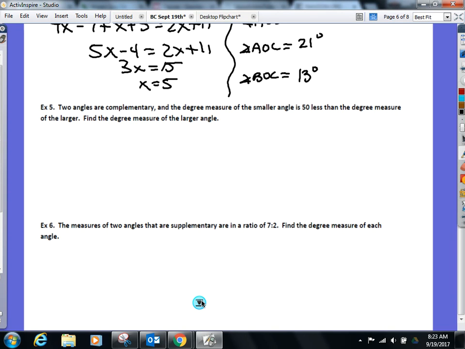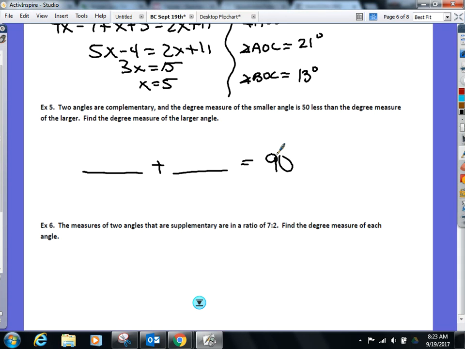Ooh, two angles are complementary. Stop. What do I know? These two angles are going to add to 90. Here's what I like to do. As soon as I read that, I'm going to say two angles that add to 90. Now I have no idea what I'm going to put in there, but at least I know there's two angles that add to 90, so I've got the foundation of the equation ready to go.